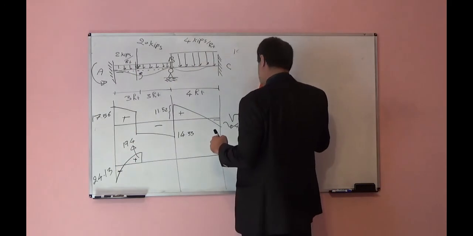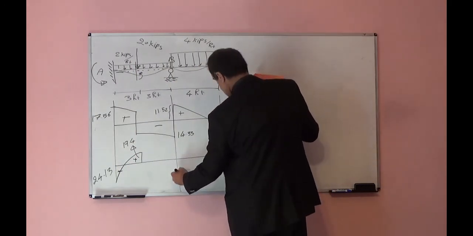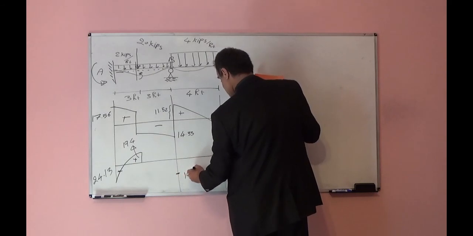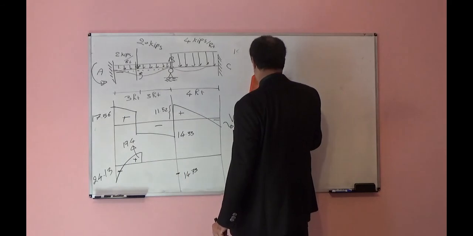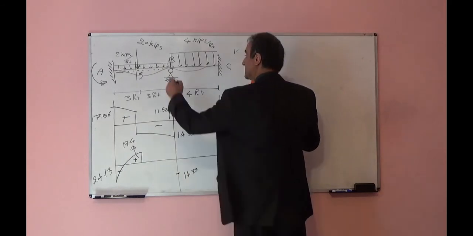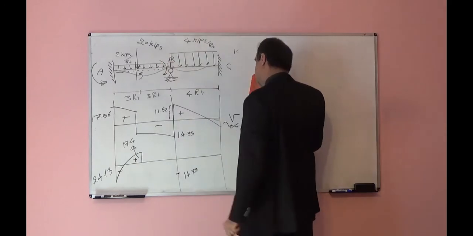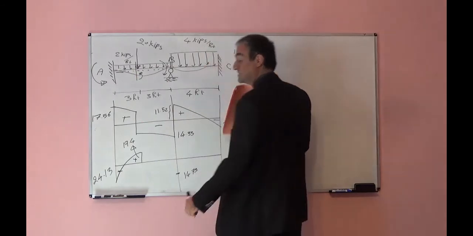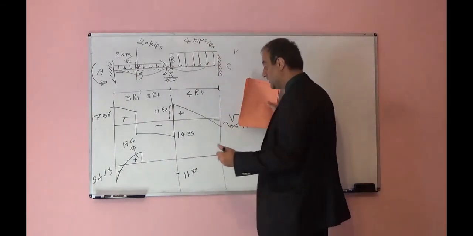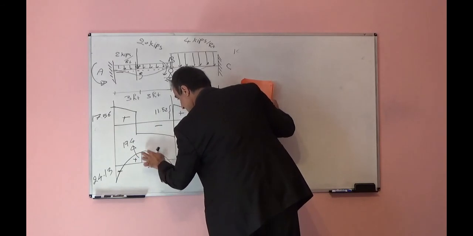At point B, MBA was 14.73. That will be again negative because it is in this direction, and if you rotate in this direction, compression underneath of the beam, and from here to here it is distributed load, so it should be curve shape, something like this.